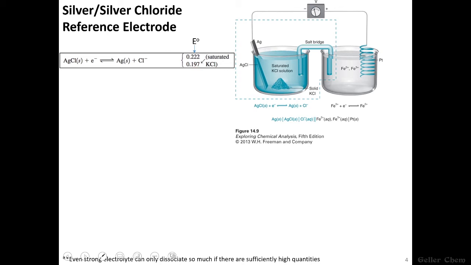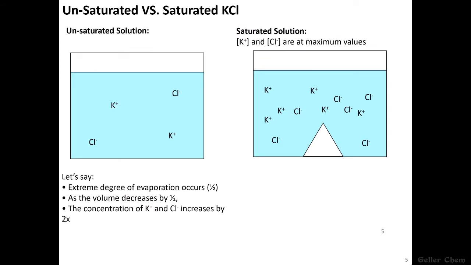Let's see why. What having a saturated solution does, like what's depicted over here, is it fixes our concentration, which in turn fixes the potential of the electrode. We'll get more into that momentarily. First, let's just go through a visual design to explain why our concentration is fixed over here and not over here with an unsaturated solution.